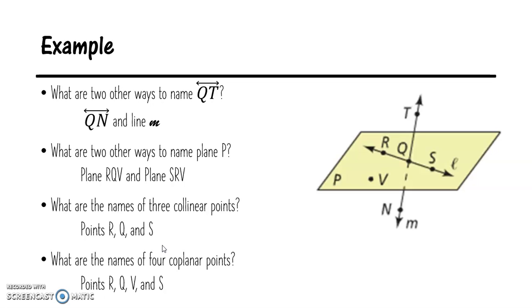Finally, they wanted you to name 4 coplanar points. And there are only these 4 right here on the plane. So I named points R, Q, V, and S.